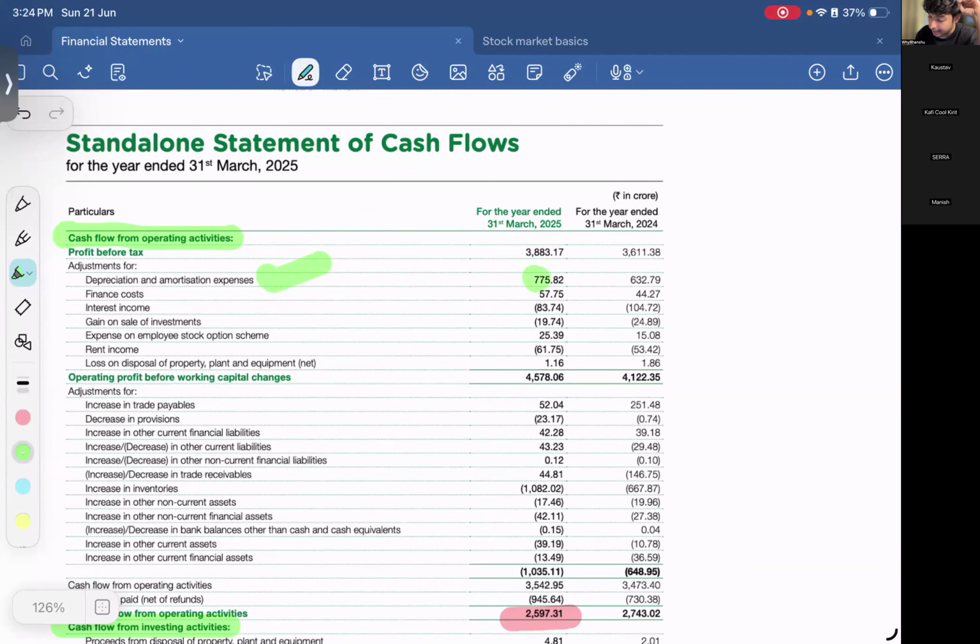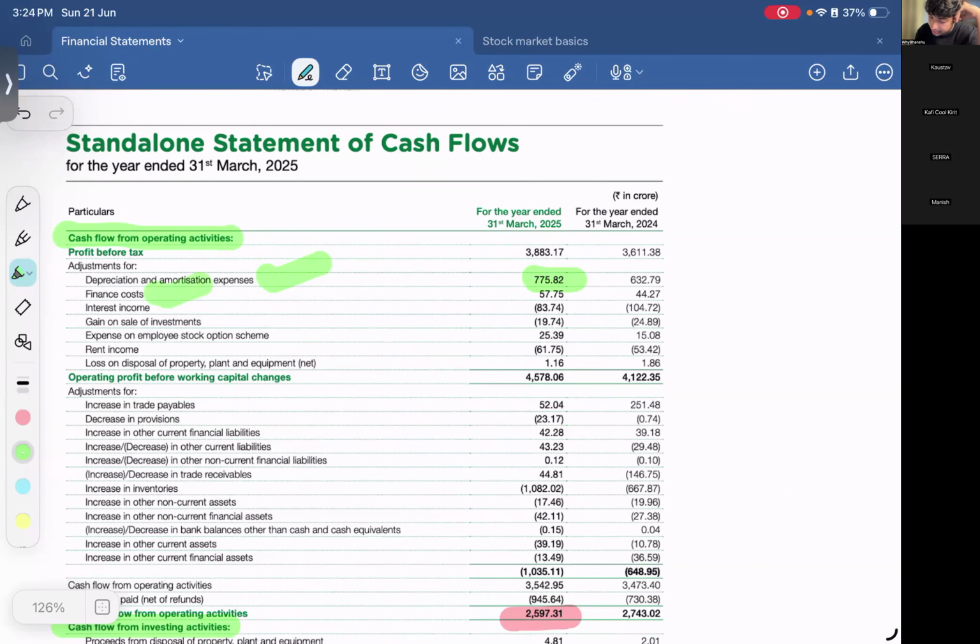What are they doing? They're adding it back in. Why? Exactly because of what we said earlier, which is to say that this is not a real expense. It's not like cash is going out of your pocket for depreciation, but you still have accounted for it in your P&L. You said in your profit and loss statement that I'm going to subtract this cost of wear and tear. But for cash flow, you will add that back in.